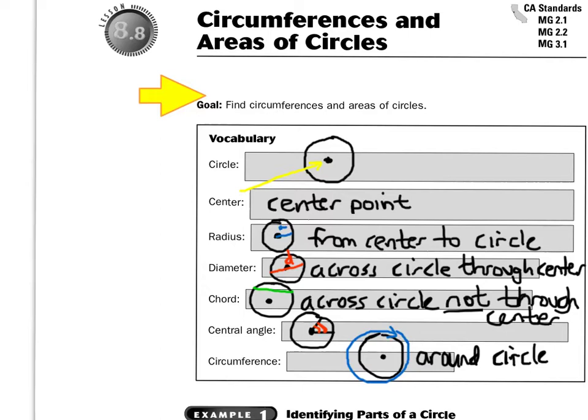Okay, so a chord touches one point of the circle and stretches to another point of the circle, but it does not touch the center point. So that's a chord. And then a central angle touches the circle, goes to the center point, and then goes out to the circle again. And the angle, remember, is that space between the two radii. And circumference goes around the circle, okay? So the circumference is the distance around the circle.